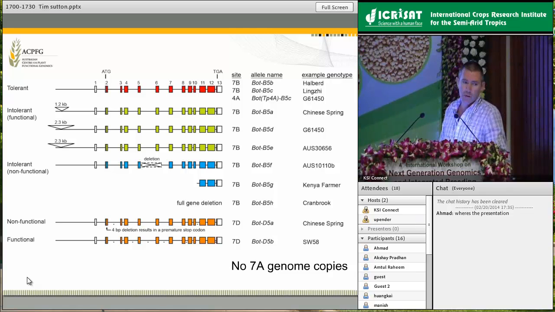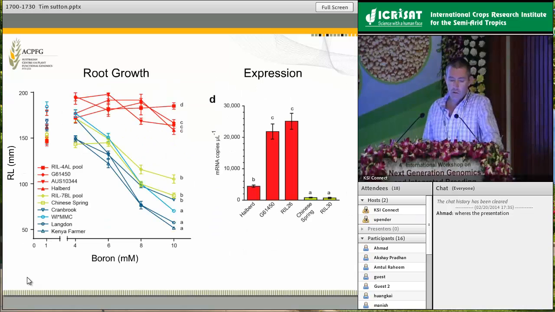It's a null at the locus. So a broad spectrum of allelic variation for this gene. Copies on 7B and 7D, but nothing on 7A. So again, we looked at the phenotype of plants containing those different alleles.